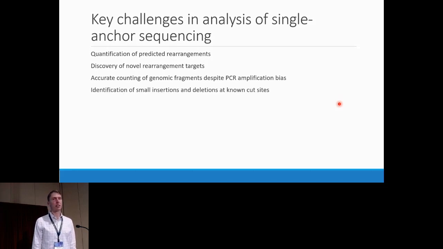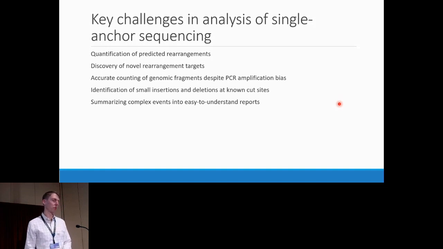In addition to large chromosomal rearrangements, we'd also like to identify and quantify small insertions and deletions at known sites in a similar way to standard amplicon sequencing. And lastly, the big challenge is, if there are so many possible outcomes, how do you summarize these complex events into easy to understand reports?